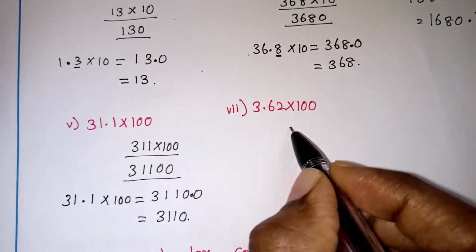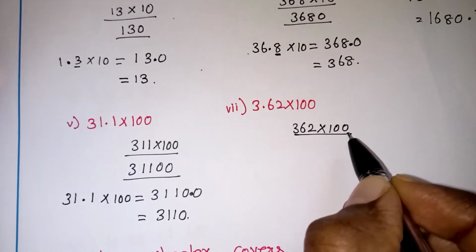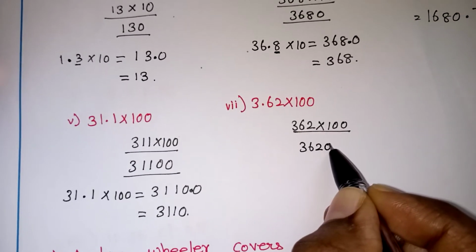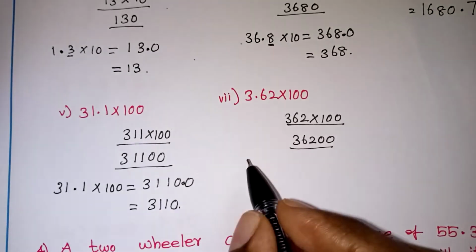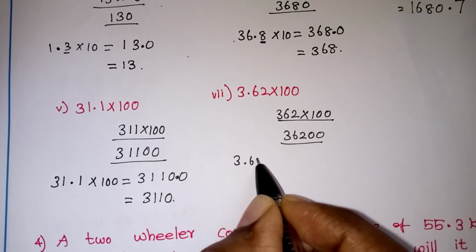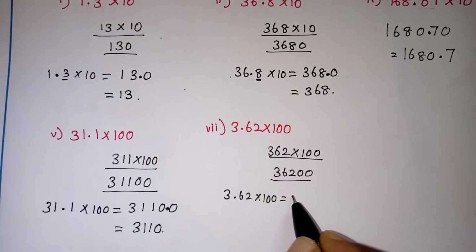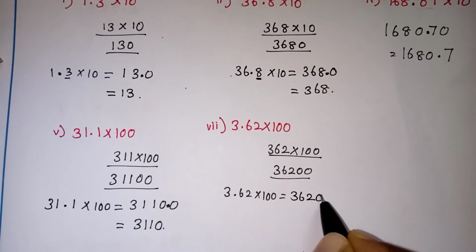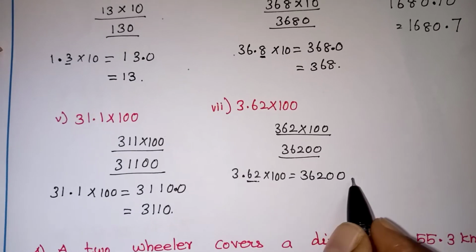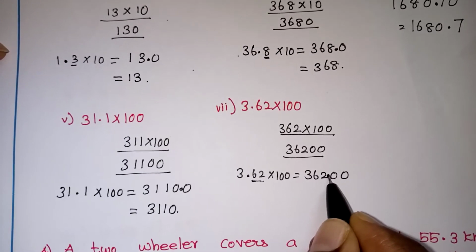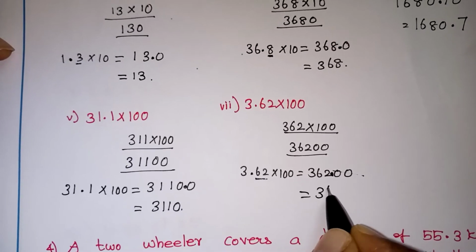3.62 into 100. First you do it without the decimal. 362 into 100, our answer is 36200. Whenever we are multiplying with 100, you just add 2 zeros to the given number. Now we'll go on to the decimal part. 3.62 into 100 is equal to, first you write the answer as it is. Now here after the point how many numbers are there? Only 2 numbers. So in the answer also there should be 2 numbers. So here we have to keep our dot. After the point the zeros have no value, so the answer will be 362.